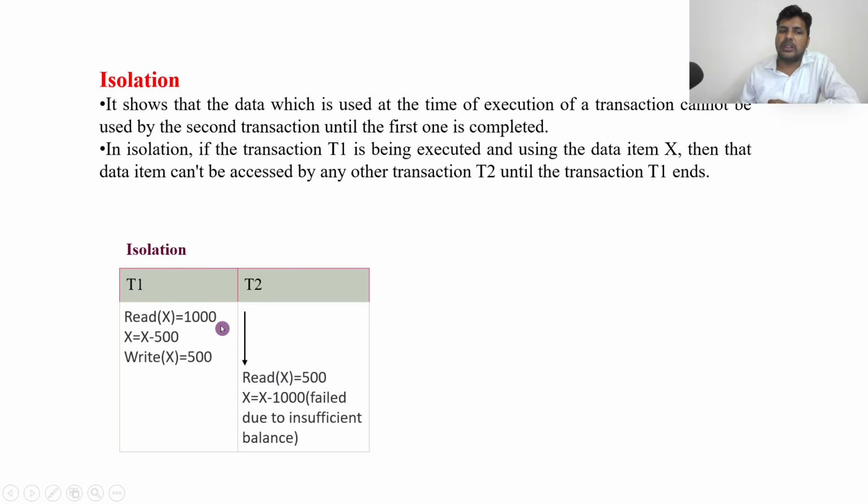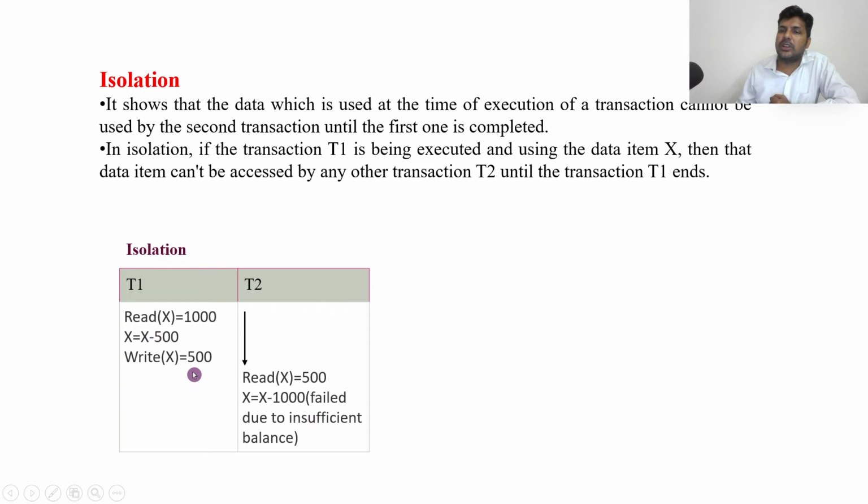For example, there is 1,000 rupees. I have withdrawn 500 rupees from the ATM. Now the balance is 500. Now T2 has read that the amount is 500. Now I am trying to transfer 1000 rupees to my friend. It will fail due to insufficient balance. Now it has already read that it is 500. Suppose this transaction doesn't happen, what happens? Then the transaction would have been successful, right?